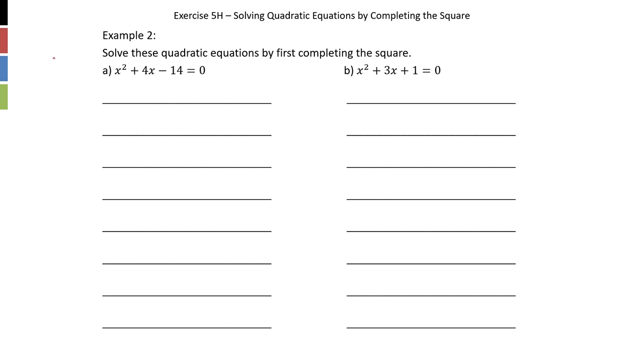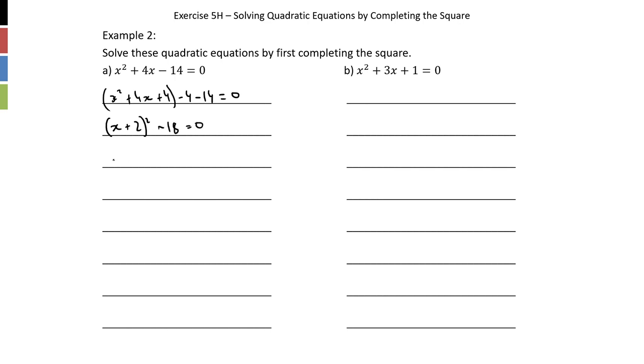So let's solve these by first completing the square. It doesn't say we have to use null factor law, so we're going to use this new method that we've looked at. So x squared plus 4x. Now half 4 is 2, then square it. So plus 4 minus 4 minus 14 equals 0. Get x plus 2 all squared.